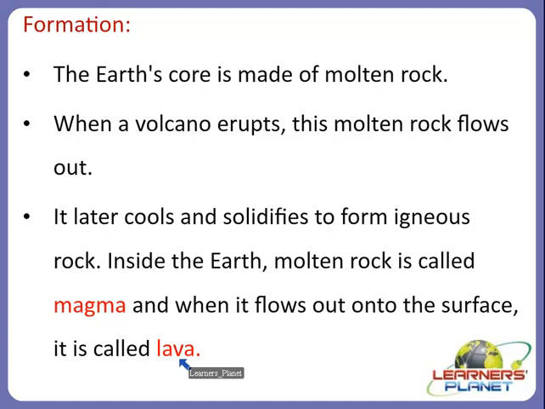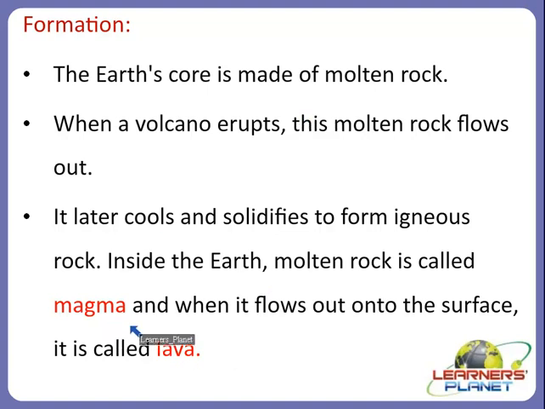So before that solidification of the molten rock, that is termed as lava, right? So always remember that igneous rocks were formed in this way, right? And they are still forming in this way. The earth's core is already made up of hot and liquid rock. When a volcano erupts, this molten rock flows out. It later cools down and solidifies to form igneous rock, right? And molten rock inside the earth, that is the earth's core, is termed as magma. But when it flows out of this core onto the surface, it is called lava.